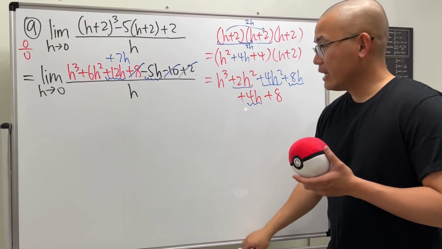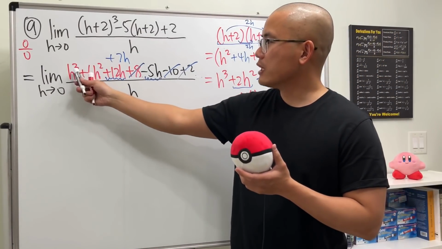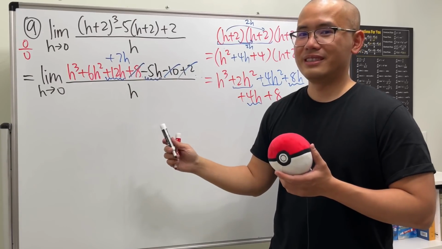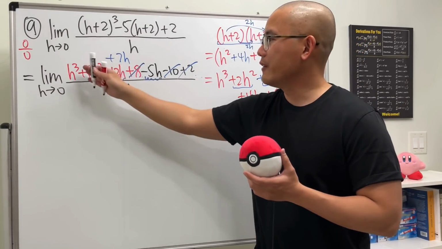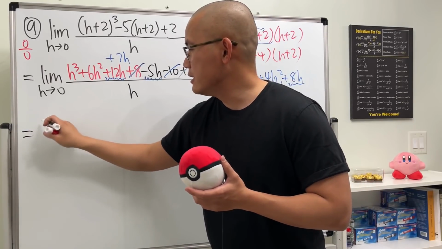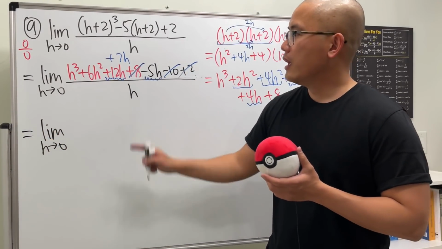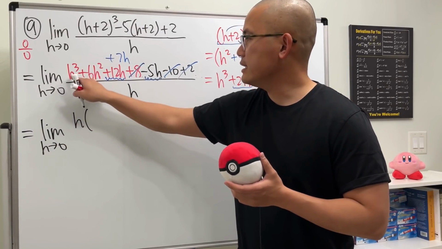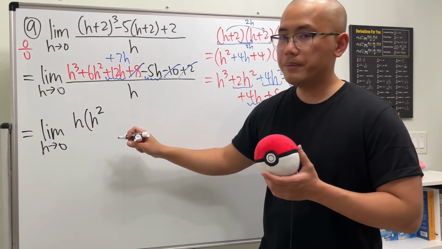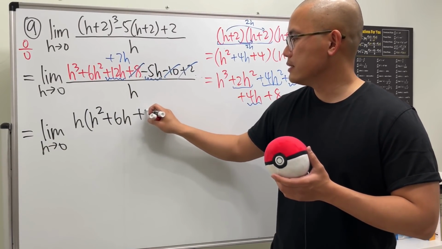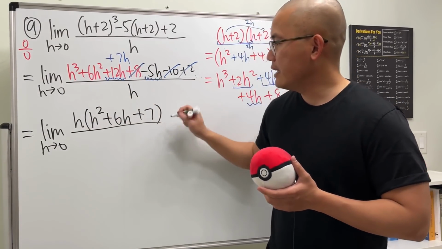Okay? Well, we have h to the third power plus 6h squared plus 7h, all divided by h. We can factor out an h on the top. So this is the limit as h approaching 0, factoring out the h, and then we get this is h to the second power, and then we will have plus 6h, and then plus 7, all divided by this h.